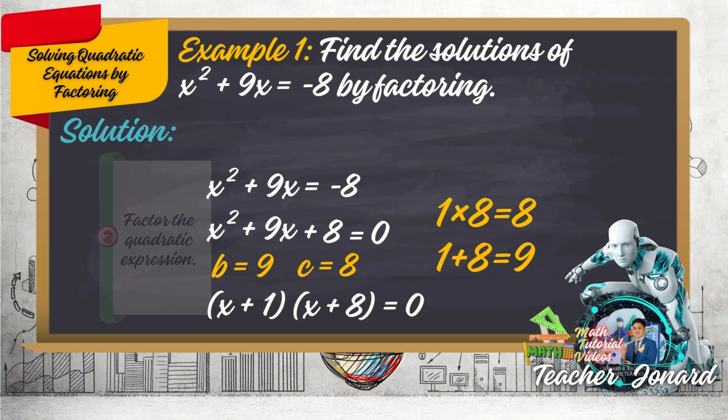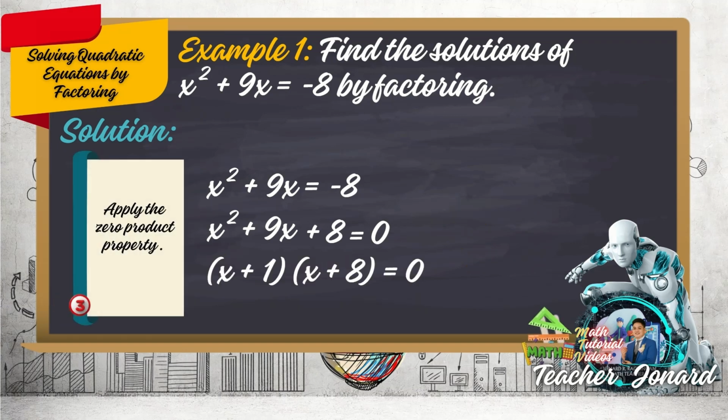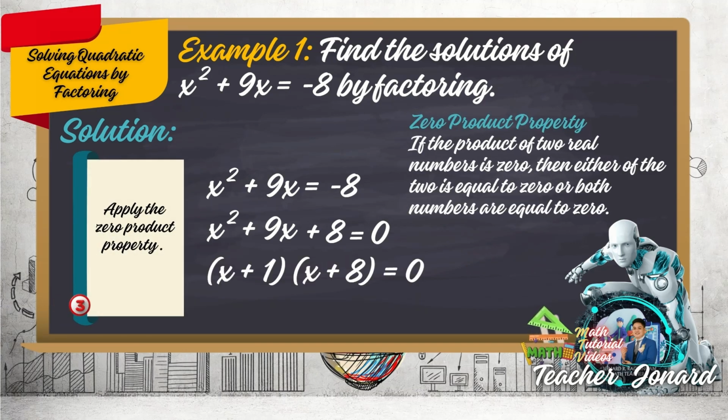Step 3. Use the zero product property. This tells you that if the product of two real numbers is 0, then either of the two is equal to 0 or both numbers are equal to 0. So, set each factor equal to 0. We have x plus 1 equals 0 or x plus 8 equals 0.